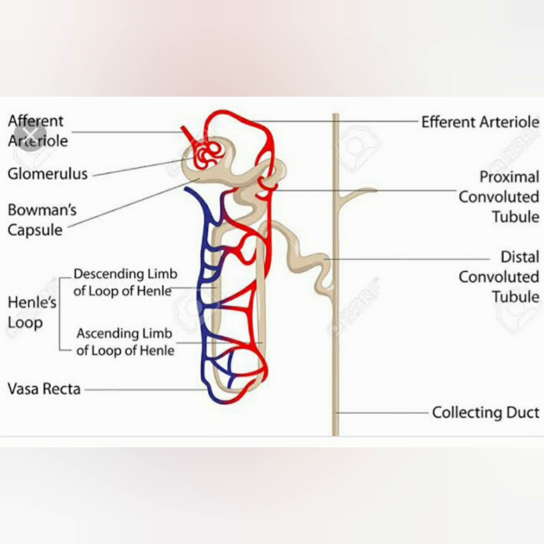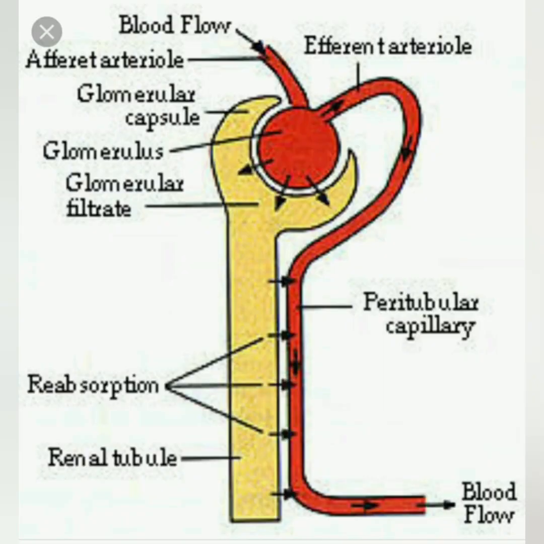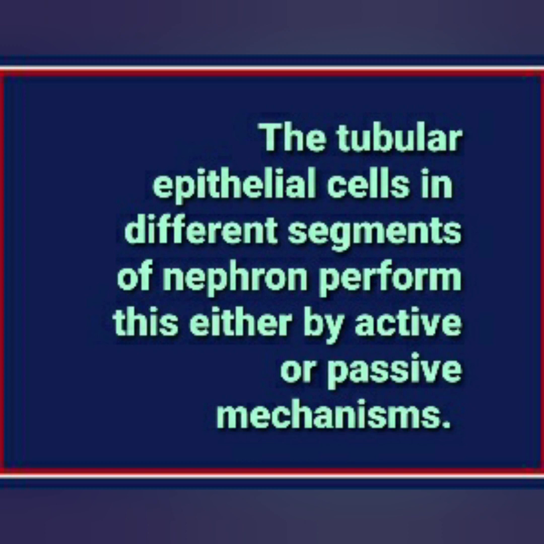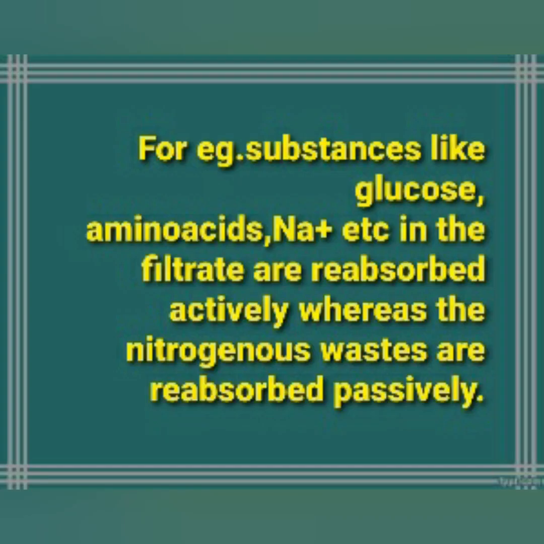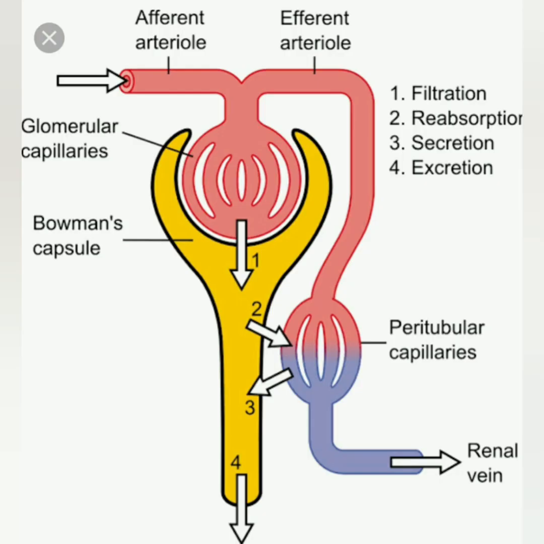That is called reabsorption, and around 90% of the filtrate has to be reabsorbed. Observe and try to understand. The tubular epithelial cells in different segments of the nephron perform this either by active or passive mechanisms. For example, substances like glucose, amino acids, sodium ions, etc. in the filtrate are reabsorbed actively, whereas the nitrogenous wastes are reabsorbed passively.